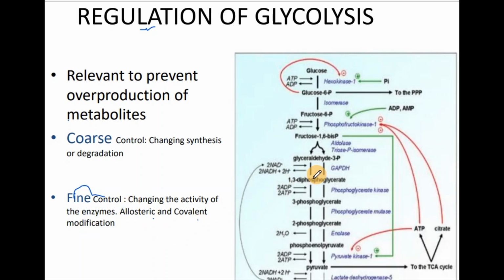Now let's come to glycolysis. This one is a summary of the allosteric inhibition of the glycolytic pathway. With allosteric inhibition, we can have feedback inhibition and feed-forward activation.